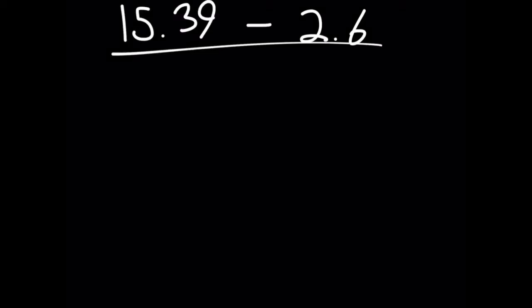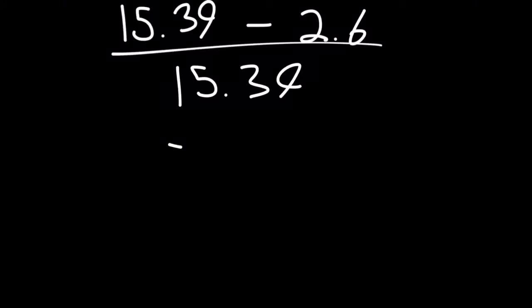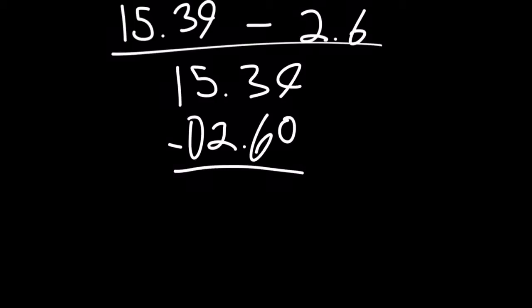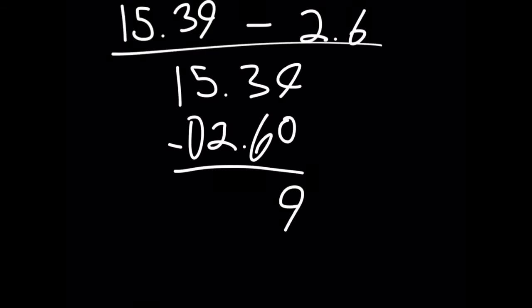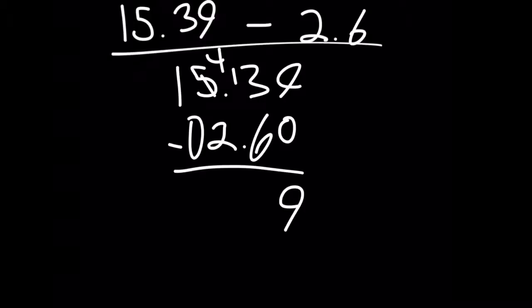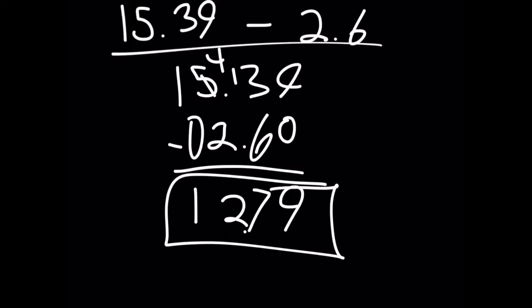To solve this problem, you need to write 15.39 hundredths minus 2.6 tenths. But you add the 0 for a placeholder. And then you need to subtract like usual. 9. Change this to 13 and make that 4. That's 7. That's 2. That's 1, and that's your answer, 12 and 79 hundredths.